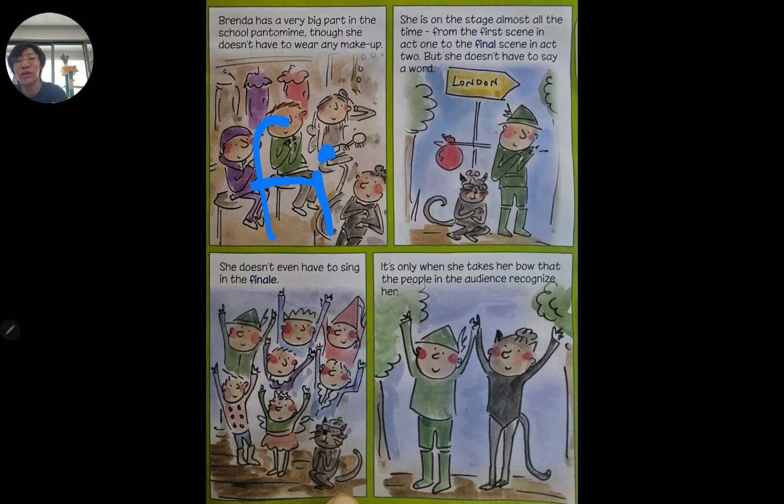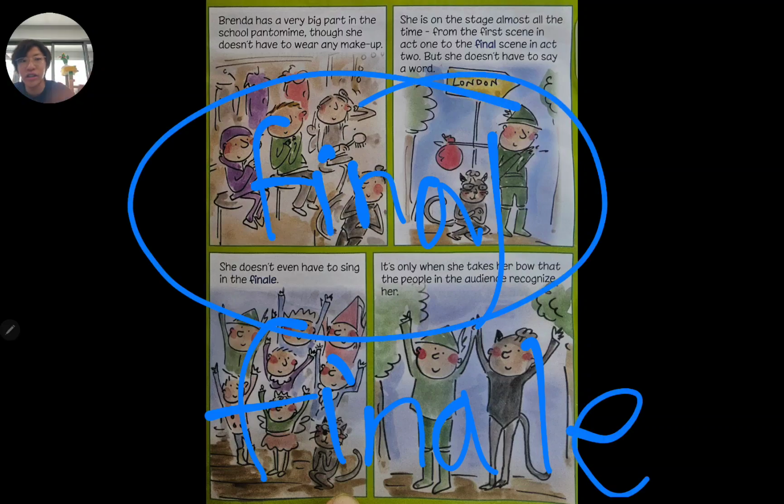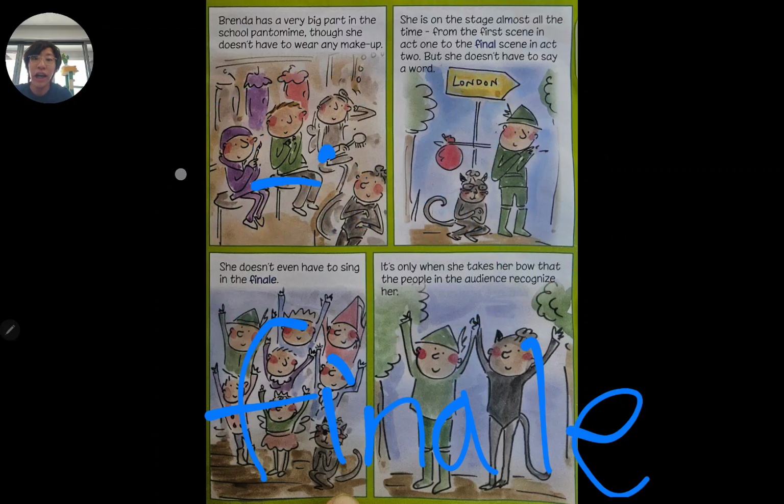Alright, next up we have the words final and finale. Final is the last thing ever, and usually it's the most important thing as well. It's the last and most important series of events. Whereas finale is the very last item in a show, and it is very spectacular. The grand finale of a TV show is supposed to be the best one ever.